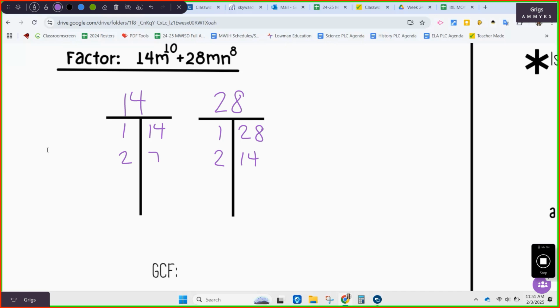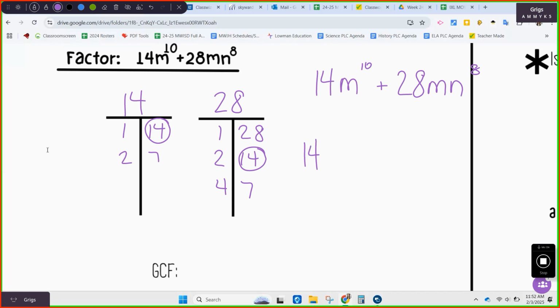I know. What's the next step? We find our greatest common factor. Not 4 and 7, which is 14. 4 and 7. Alright, so what's the greatest common factor that can be divided out of both? 14. I said it a second ago. Alright, so now I can divide 14 out of both.